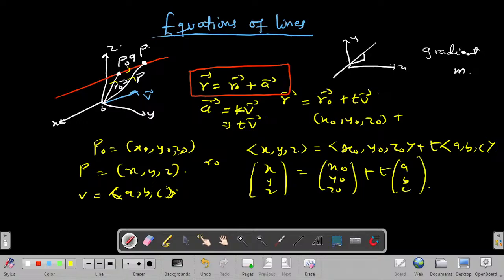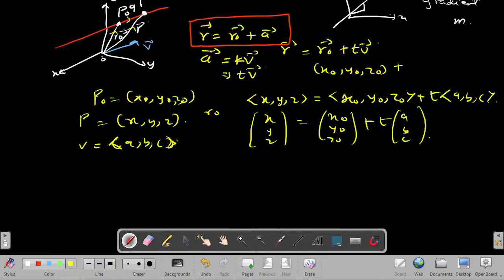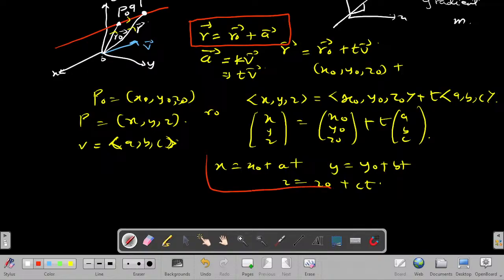At this point, you are going to find what we call the parametric equations of a line. Looking at the very first one, my x is equal to x naught plus at, right? My y is going to give me y naught plus bt. Then my z is going to give me z naught plus ct. These are what we call the parametric equations of a line.